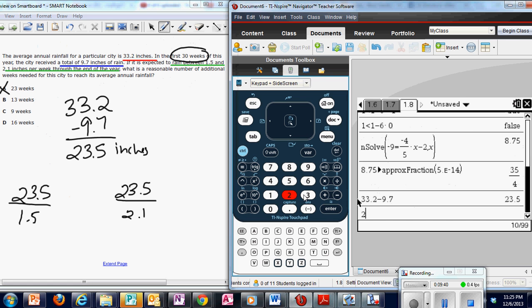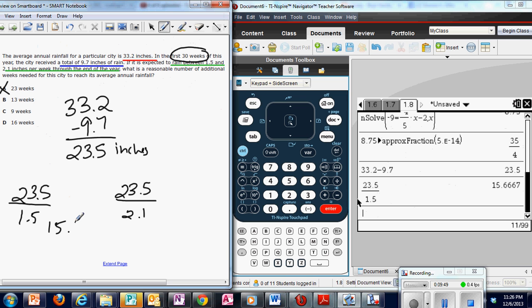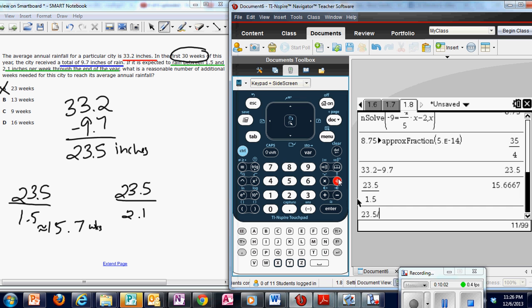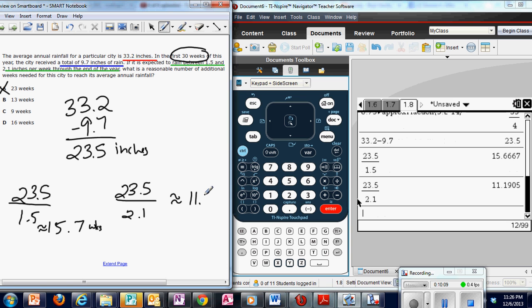What is 23.5 divided by 1.5? And I get 15.7 approximately. And this is weeks. Then if I try with the heavy rainfall, 23.5 divided by 2.5, I get approximately 11.2 weeks.